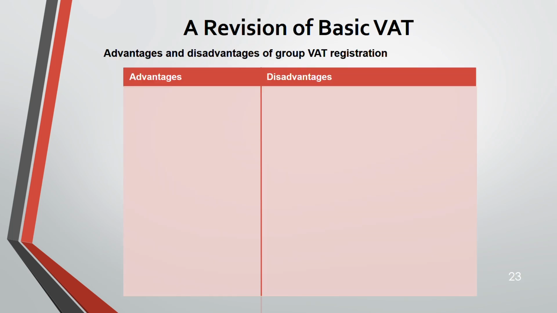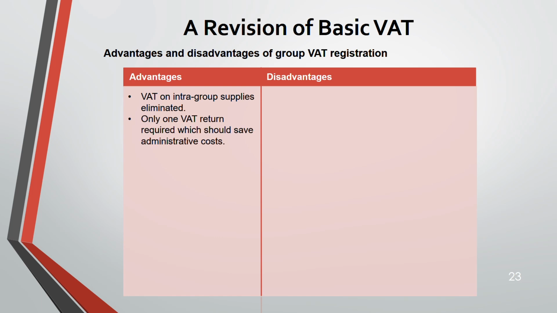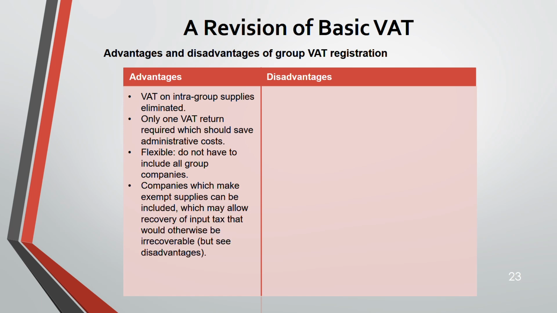Now, so advantages and disadvantages. Advantages: intra-group supply is eliminated, only one VAT return, that means administrative cost will be lower. It is flexible, not all group companies have to be involved. Companies which are making exempt supplies can be included in that group. If they are included, now they can recover the import tax.